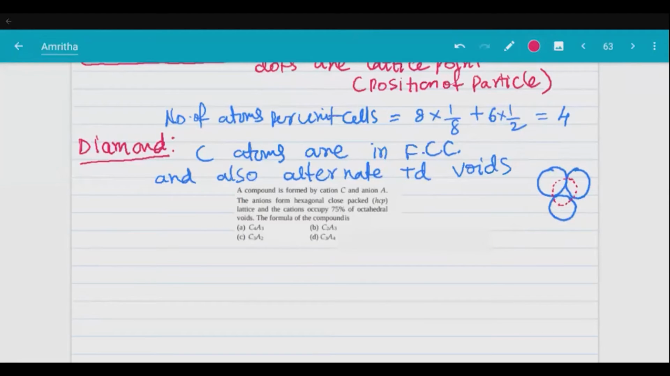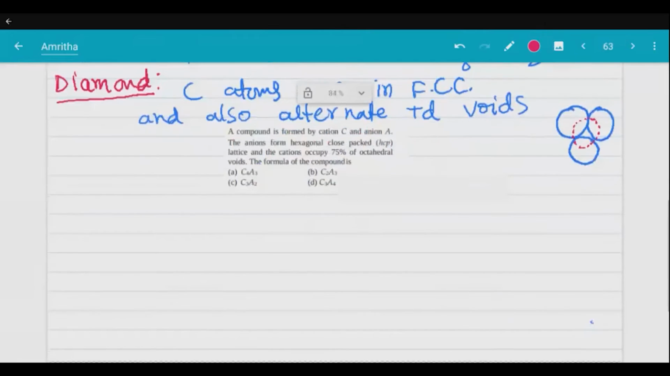That space is touching how many spheres? So the red one is from the top layer. You have to visualize it in 3D, right? So 3 atoms on the first layer. There is a space created. So the blue one is layer 1, the red one is the second layer. We're placing atoms above this. Now this space is touching 4 atoms, 4 circles, or 4 spheres in 3D. Exactly, right? So that creates a tetrahedral void. So carbon atoms are in FCC and also alternate tetrahedral voids. So that is the diamond structure. Best example for FCC. Okay, fine.